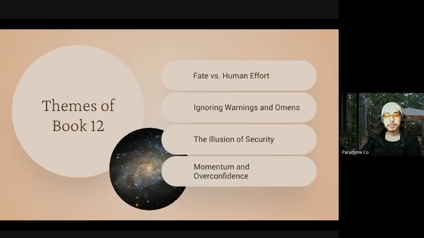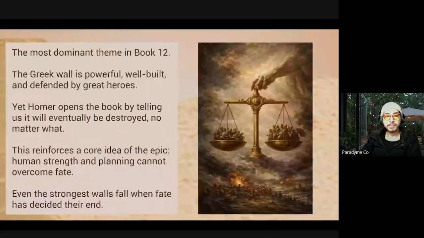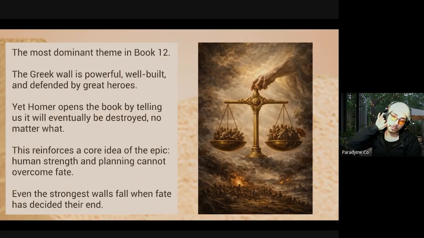Themes of Book 12: fate versus human effort, ignoring warnings and omens, the illusion of security, momentum, and overconfidence. For me, the dominant theme in Book 12 is the Greek wall. It is powerful and well built and defended by great heroes. Yet Homer opens the book by telling us it will eventually be destroyed no matter what. This reinforces a core idea of the epic: human strength and planning cannot overcome fate. Even the strongest walls fall when fate has decided their end.